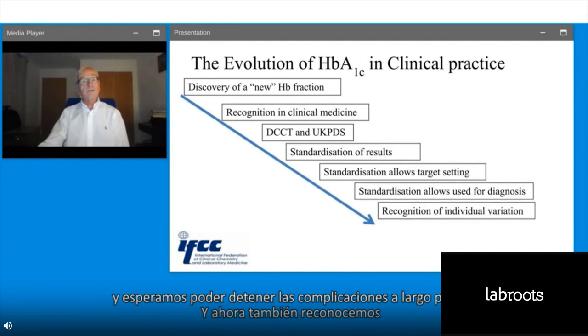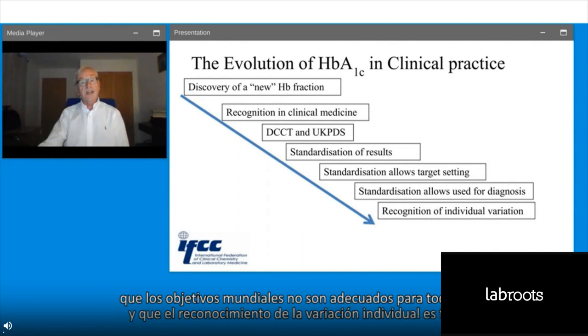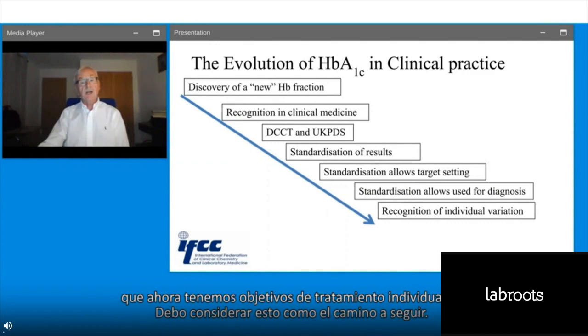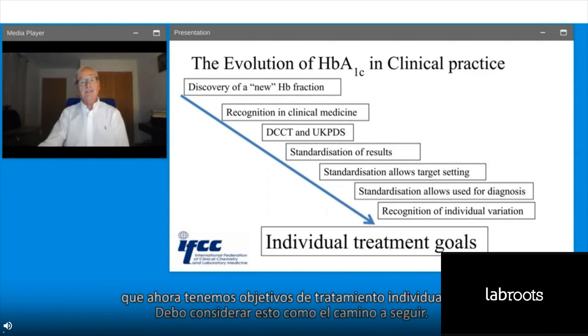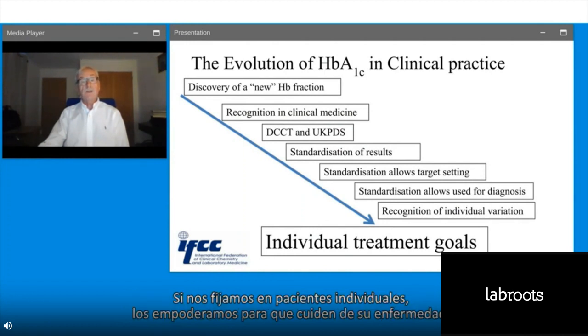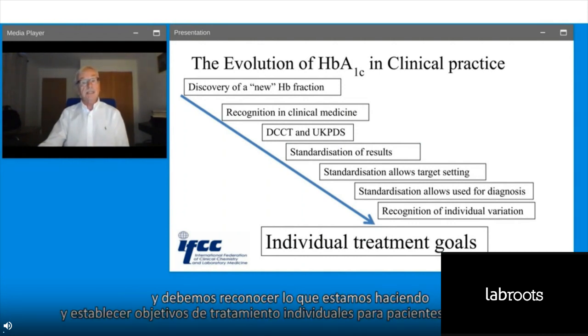And we also now recognize that global targets are not right for everybody, and that recognition of individual variation is such that we now have individual treatment goals. And we must look at this as being the way forward. We look at individual patients, we empower them to look after the disease, and we should recognize that in what we're doing and set individual treatment goals for individual patients.